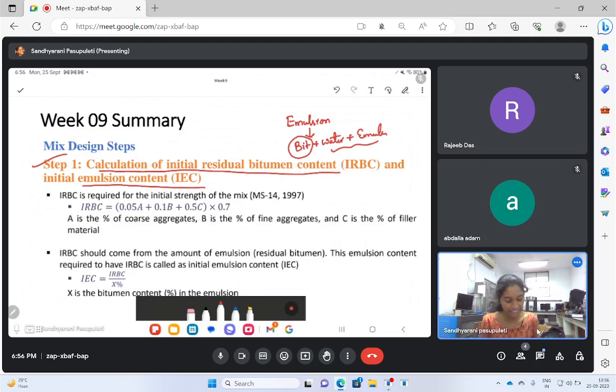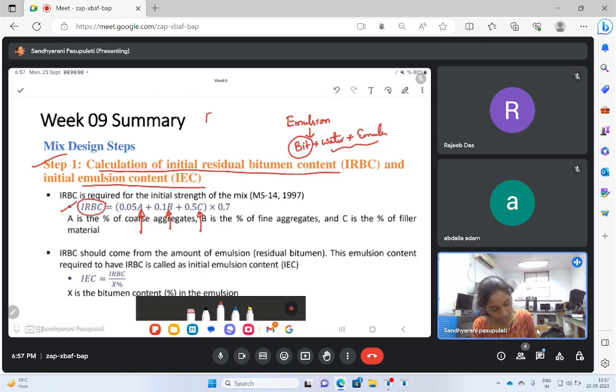So how do we calculate the initial residual bitumen content? We know that the amount of bitumen depends upon the amount of coarse aggregates, fine aggregates and fillers. If the fillers and fine aggregates are more, the amount of bitumen required would be more. So we have an empirical formula presented here: 0.05 into A, where A represents the coarse aggregate percentage, 0.1 into B, where B represents the fine aggregate percentage, and C represents the filler percentage. If we substitute the percentages of coarse, fine and filler, we can calculate the initial residual bitumen content.